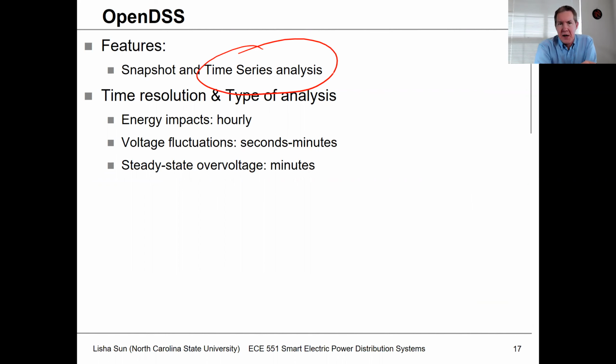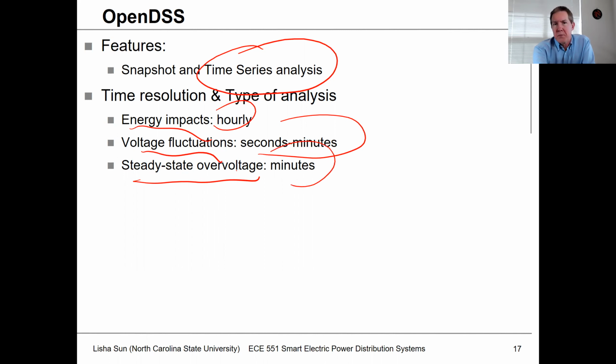But now what we want to take a look at is how we can extend this for time series analysis. And once we have this time series model, there's a lot of different things we can look at. We could look at what's going on with losses over the course of a year. We could see, say, if we're going to put in distributed generation, what's going to be the impact on losses. We could look at rapid voltage fluctuations in terms of seconds or minutes. And we could also take a look at the steady state over voltages, which is that plus and minus 5% we've talked about before.